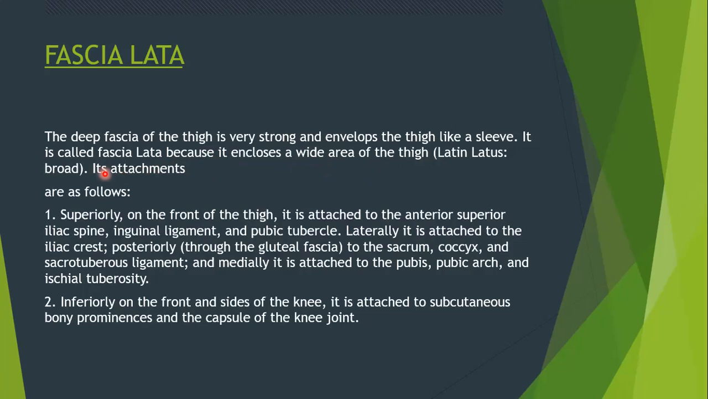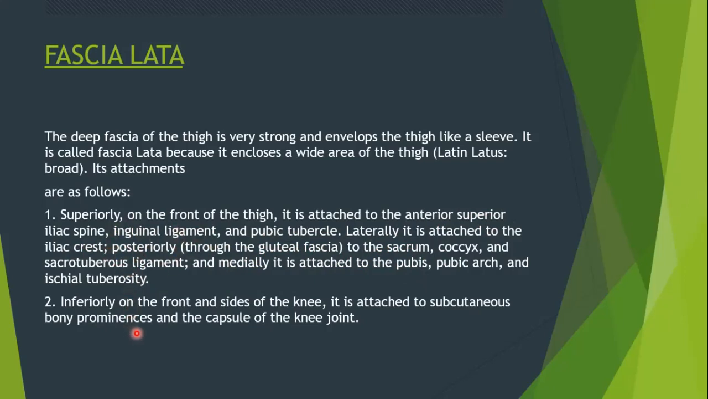Its attachments are as follows. It has superior attachments and inferior attachments. So the superior attachment on the front of the thigh is usually to the anterior superior iliac spine. Then it is attached to the inguinal ligament and the pubic tubercle. Then laterally, it is usually attached to the iliac crest, and posteriorly through the gluteal fascia to the sacrum, coccyx, and the sacrotuberous ligaments. Medially, it is attached to the pubis, pubic arch, and the ischial tuberosity. Those are the superior attachments.